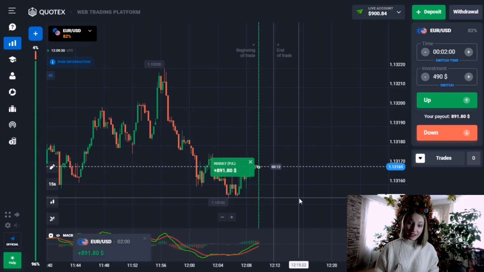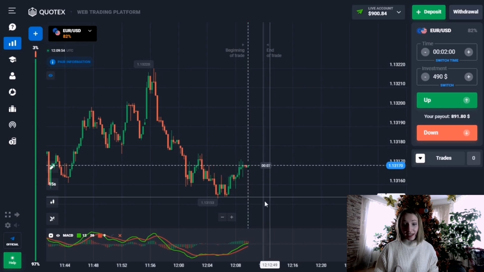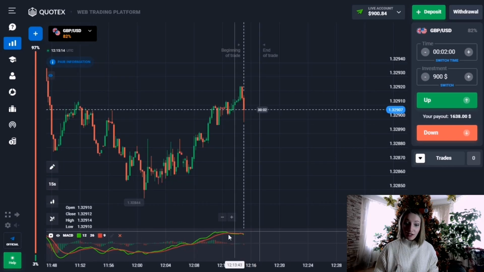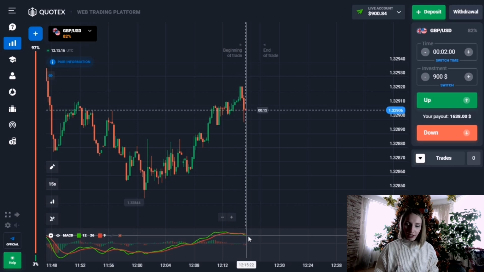Well guys, it's not bad, really. There was a small rollback up and we are getting our profit. The indicator showed us a very good entry point and the volumes really went higher. So guys, let's continue.